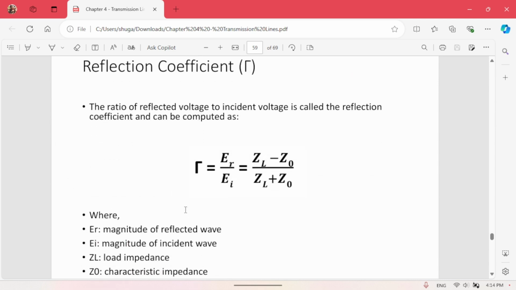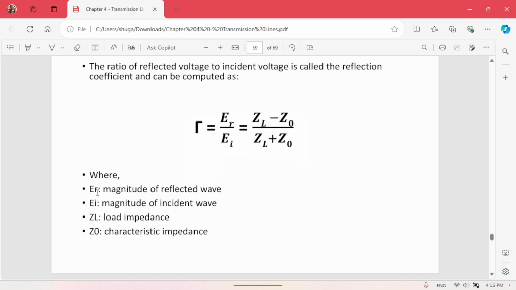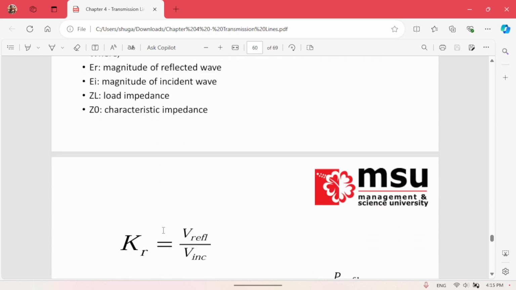Okay, this ratio of reflected voltage to incident voltage is called the reflection coefficient, and can be computed as Kr equals Er over Ei. All of the values here are labeled as follows: Er is the magnitude of the reflected wave, Ei is the magnitude of the incident wave, ZL is the load impedance, and Z0 is the characteristic impedance.